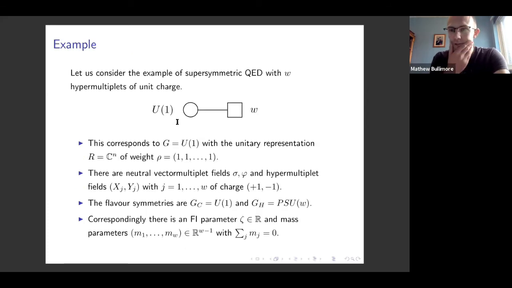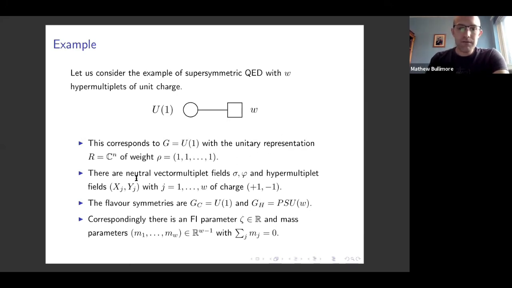Okay, let me give an example just to make it a bit more concrete. Last time I had this example of supersymmetric QED with N hypermultiplets of unit charge. This corresponded to taking the gauge group to be U(1) and the unitary representation to be the complex vector space of dimension N, with U(1) acting in a diagonal way on it, with weight 1 on each of the factors.